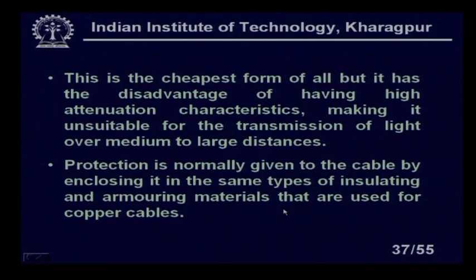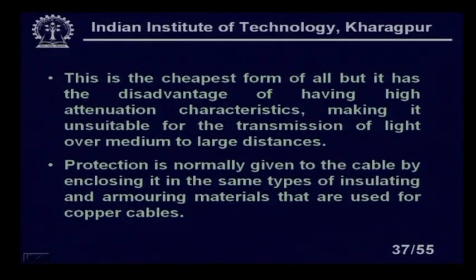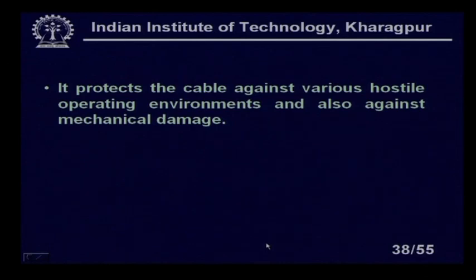Protection is normally given to the cable by enclosing it in the same types of insulating and armoring material that are used for copper cables. So, we have outside plastic, like we have in the electrical cable, that type of protection you will give. As in the case of copper cables, this will give you mechanical strength also. It protects the cable against various hostile operating environments, and also against mechanical damage.